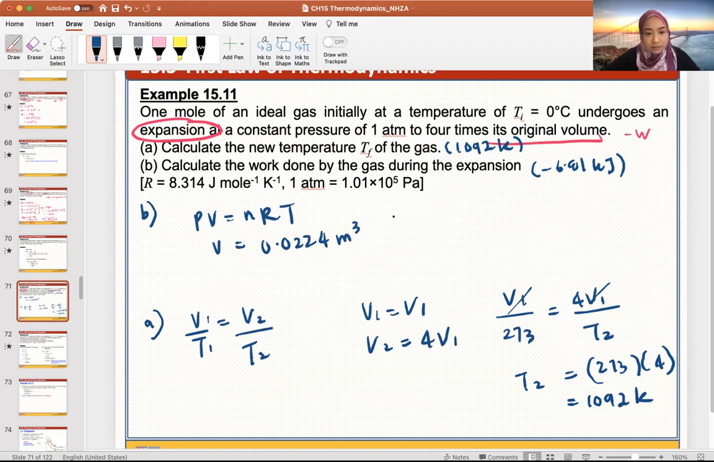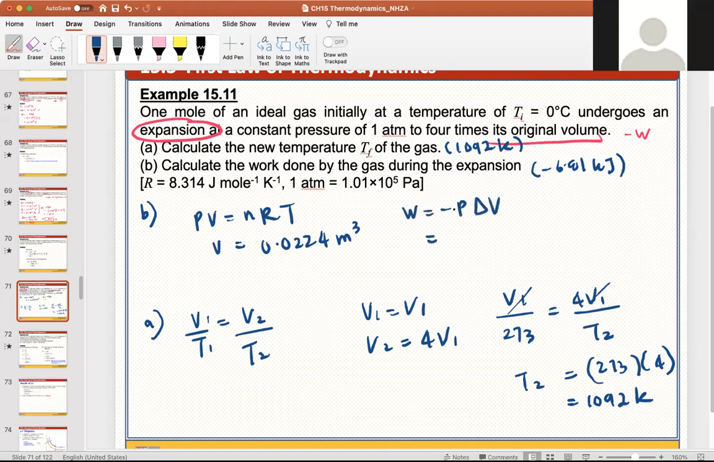Macam mana? I use work done equals to negative P delta volume. Oh, you found out negative V delta. Oh, is it this one? Yeah. Okay, saya tak dengar. Okay, lepas tu?